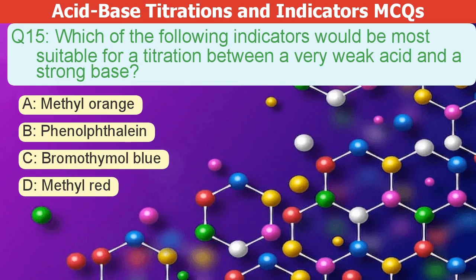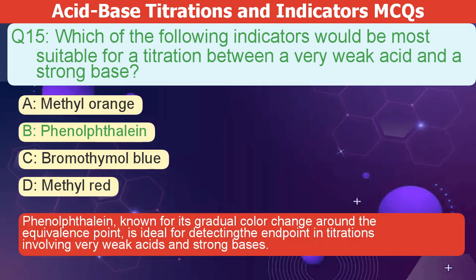Which of the following indicators would be most suitable for a titration between a very weak acid and a strong base? A. Methyl orange. B. Phenolphthalein. C. Bromothymol blue. D. Methyl red. The correct answer is B. Phenolphthalein, known for its gradual color change around the equivalence point, is ideal for detecting the endpoint in titrations involving very weak acids and strong bases.